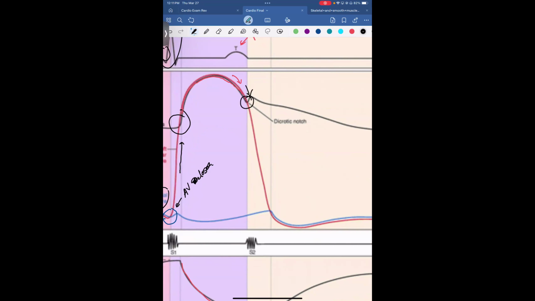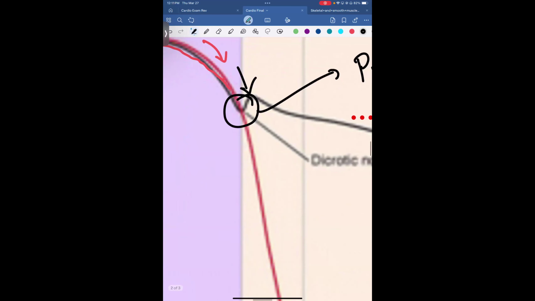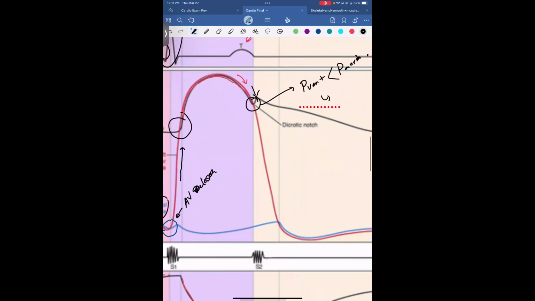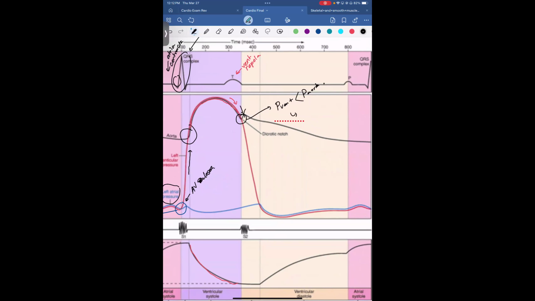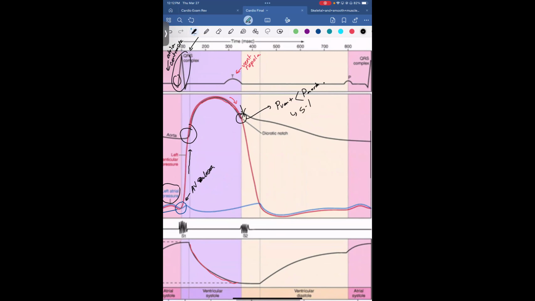And then you have again an intersection of the two graphs. That means what? The pressure in the ventricle is now lower than the pressure in the aorta. If you see the red is below, so the pressure in the ventricle is lower than the pressure in the aorta. That means what? The valves, which open like this usually, if the pressure over here is higher, they would close. Cool. So the semilunar valve closes.